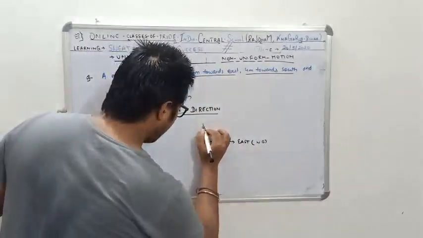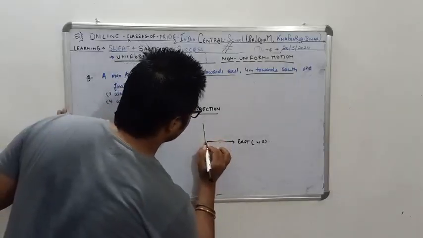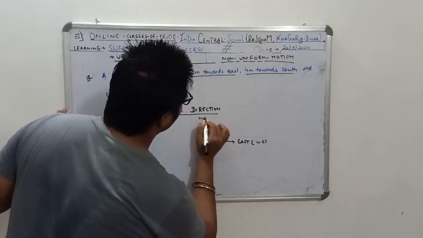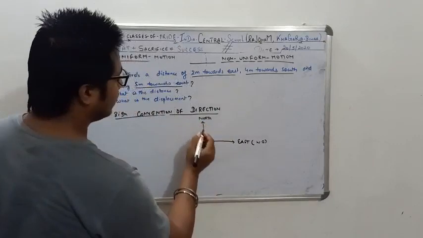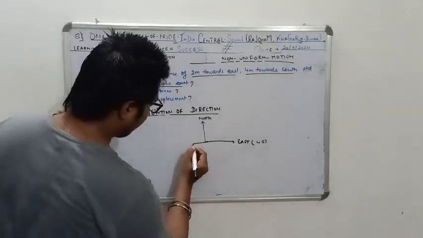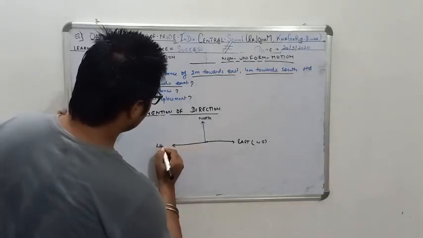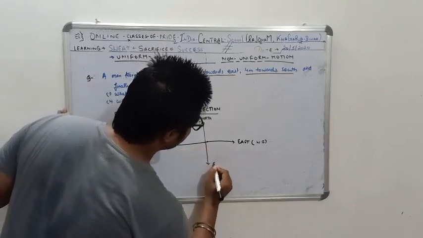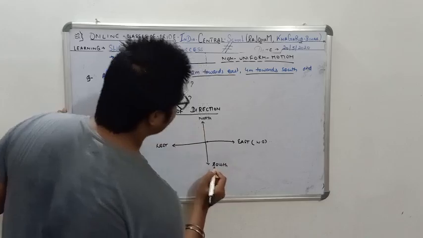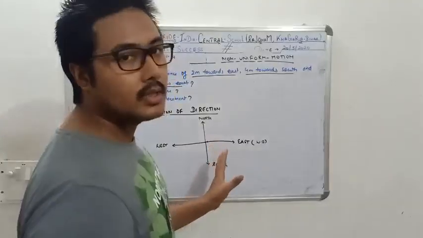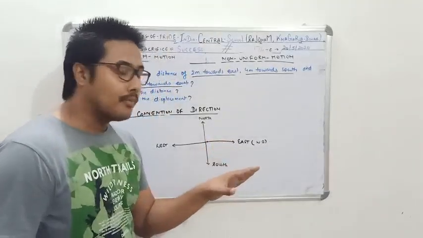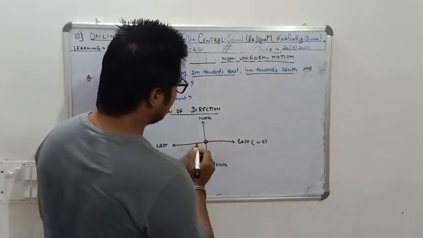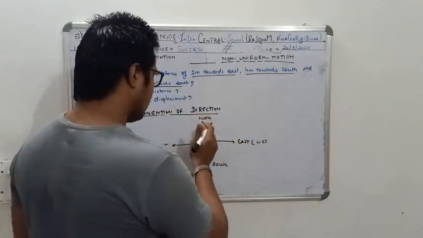Now, if this is my initial point and I travel to here, this is my north direction, so basically Delhi and all. If I am traveling from here to here, this is my west direction, and from here to here, this is my south direction. This is the basic direction convention which everyone should know: this is east, this is west, this is north, this is south.